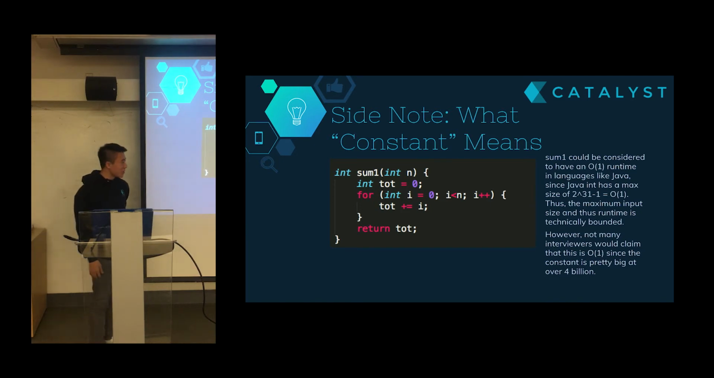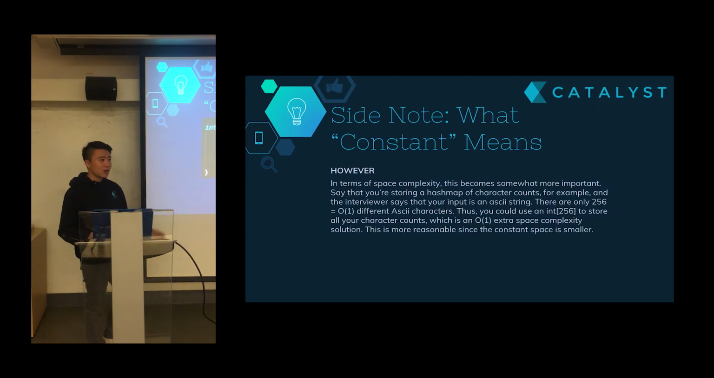But most interviewers aren't going to consider this O of 1 because that constant is like 4 billion. So normally you wouldn't say that this is O of 1 runtime, even though you technically could depending on what language you're doing it in. So why did I bring this up? This sounds stupid, but this becomes really important when you're talking about space complexity.